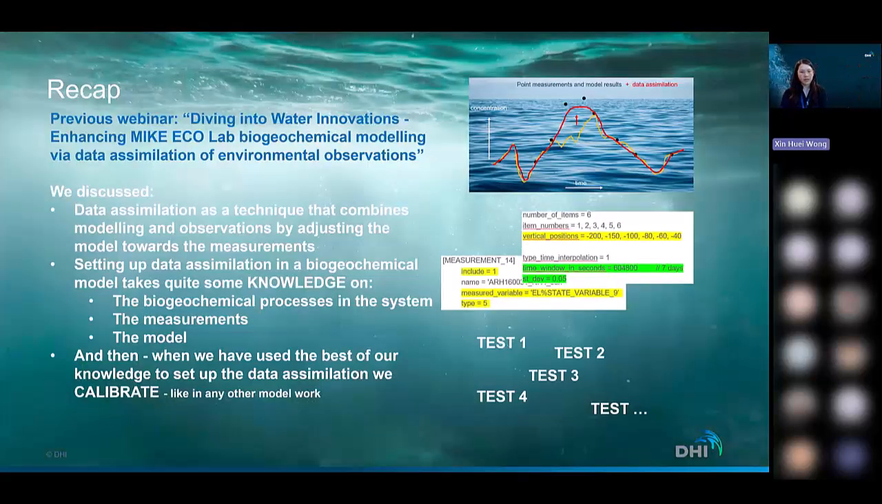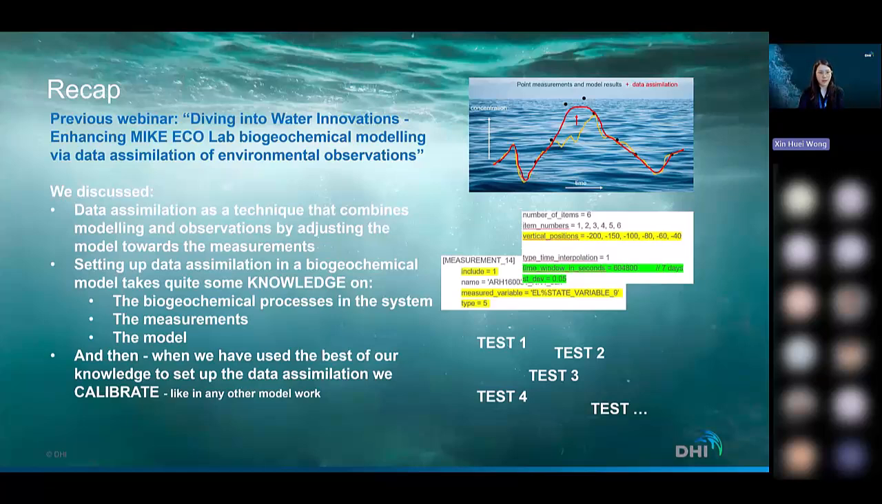So DHI has presented the first webinar for the data assimilation back in 2024 on a similar topic that dove into the specifics of data assimilation. So just a quick recap, data assimilation is a technique that combines modeling and observations. It adjusts the models towards the measurements and brings the best of two worlds together. So the accuracy of the measurements and the higher spatial and temporal resolution of the models.